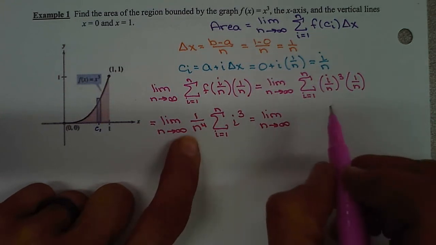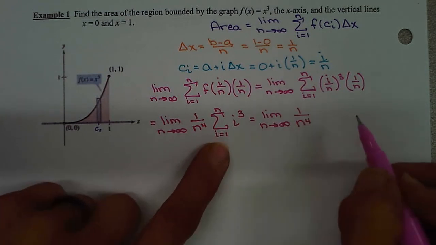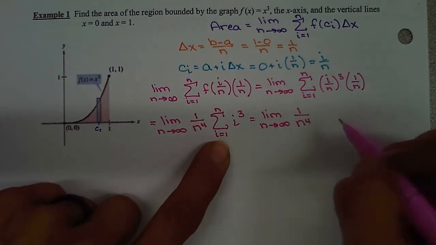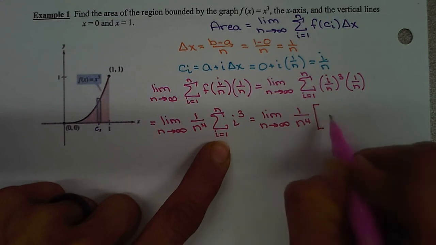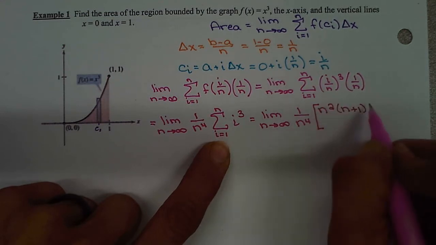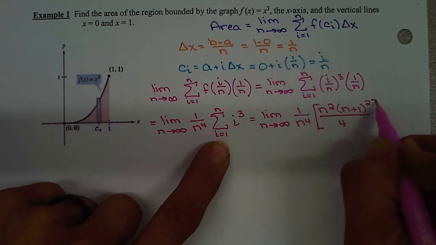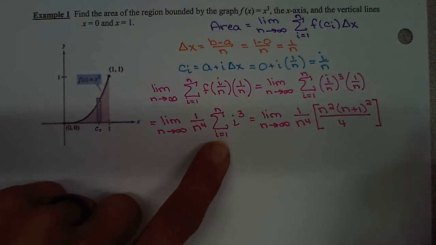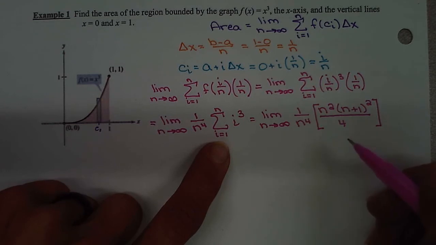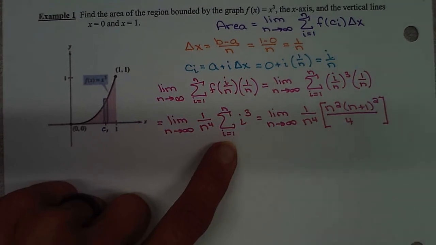I still have this 1 over n to the 4th. But now I'm going to replace this summation here with the formula, which was n squared times n plus 1 quantity squared all over 4. And now we're just to the algebra part where we're going to do all of our simplifying. We're going to break this into individual terms like we had on the front side so that then we can take the limit as n goes to infinity.